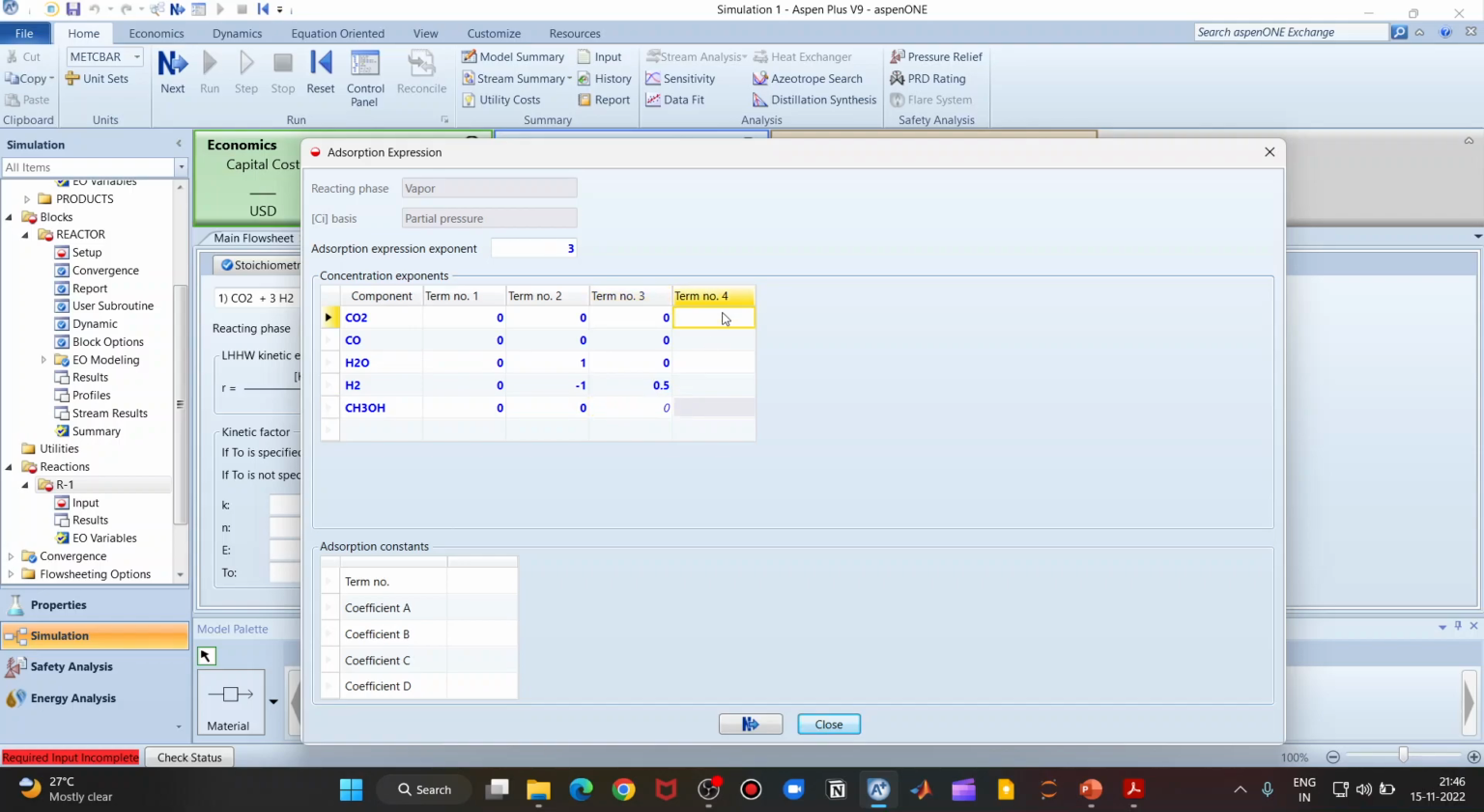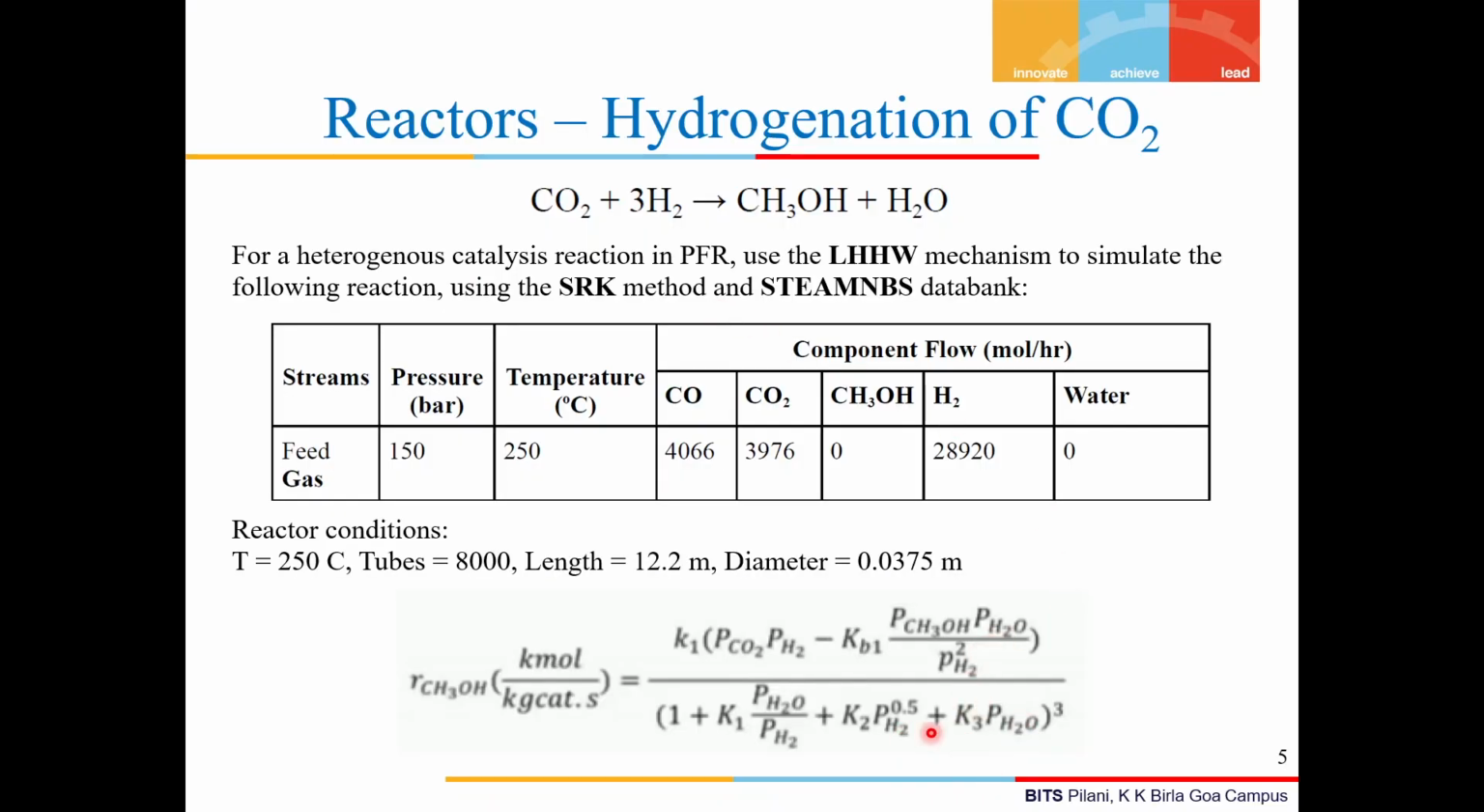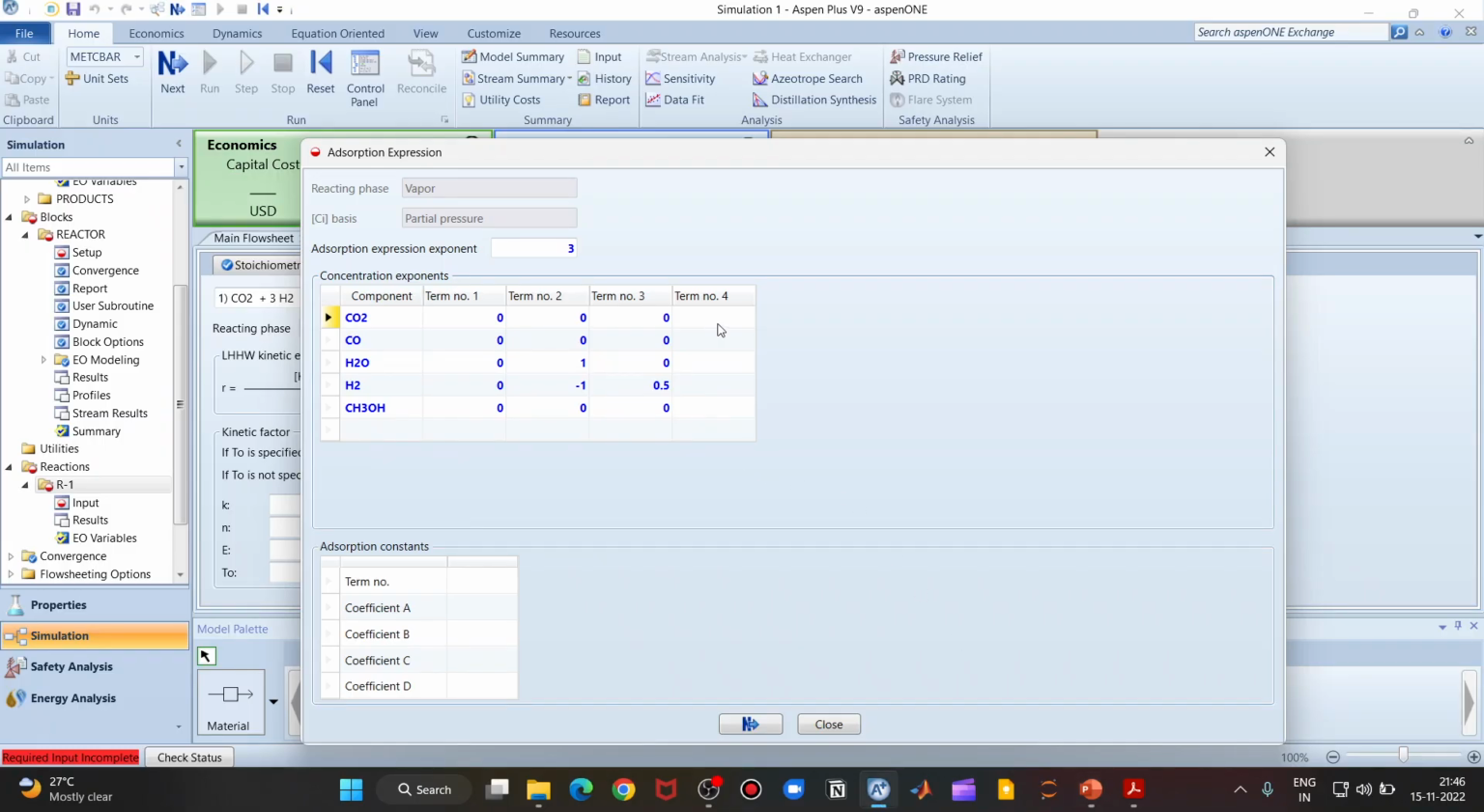Okay, so now let's go to term 4. If you see term 4, we have only one exponent, with water. So with respect to carbon dioxide it becomes 0, with respect to carbon monoxide it becomes 0, with respect to water it becomes 1, with respect to hydrogen it becomes 0, and with respect to methanol it becomes 0. So we have completed this one.